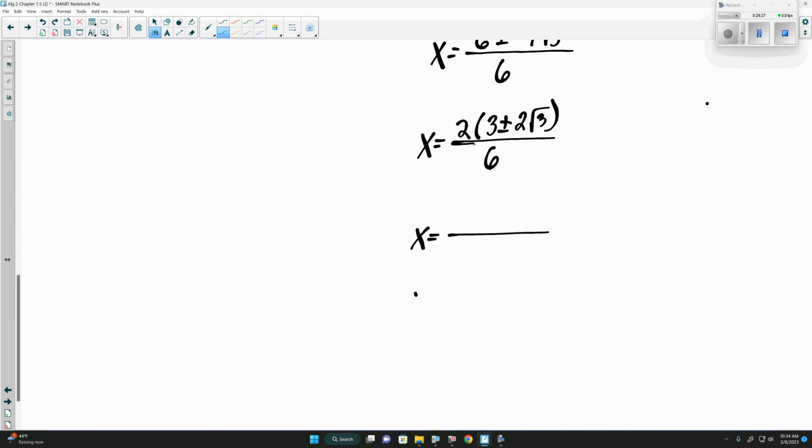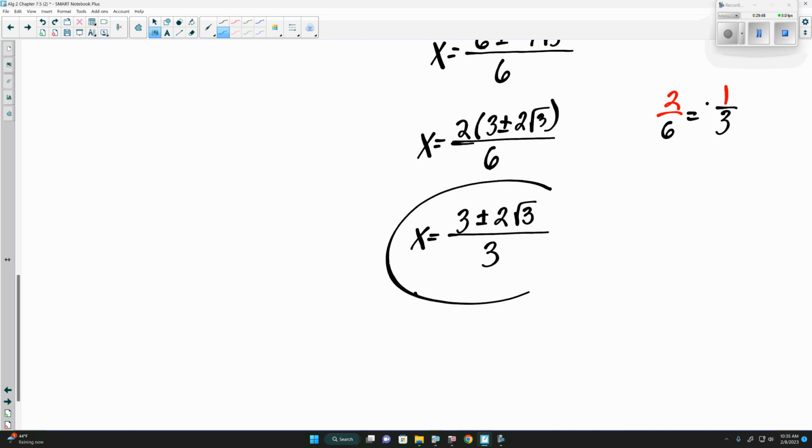And what is 2 over 6 the same as? 2 over 6 is the same as 1 over 3. So really all we did was pull that 2 out to reduce it with the 6 on bottom to turn it into 3, or put it in simplest form. So it works out that this does have solutions of 3 plus or minus 2 square root of 3 over 3, which neither one of those is our restrictions, but we do have this here.